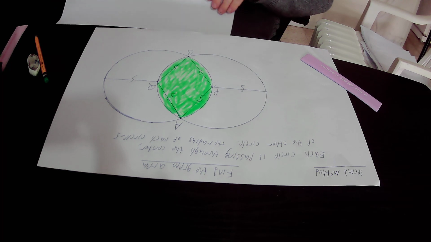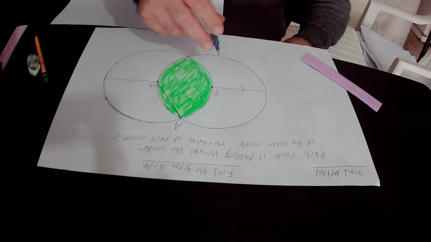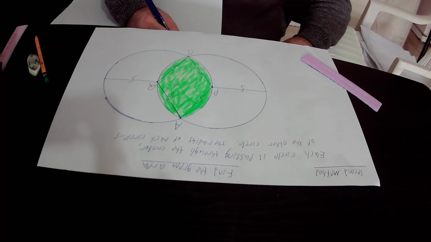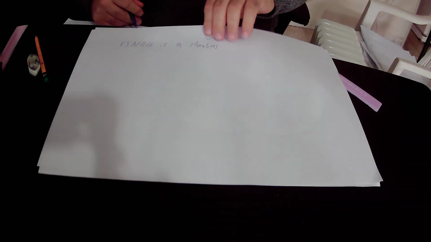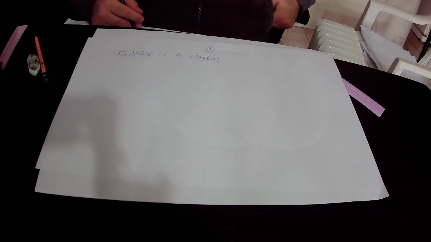Actually, quadrilateral APBQ is a rhombus. I'll repeat again. Quadrilateral APBQ is a rhombus. A rhombus is a quadrilateral in which all of its sides are equal to each other.